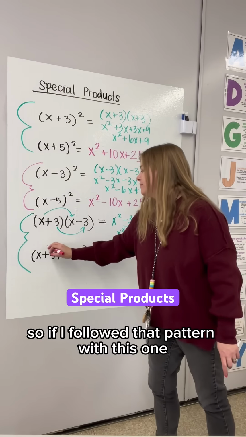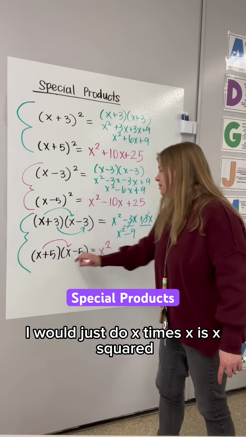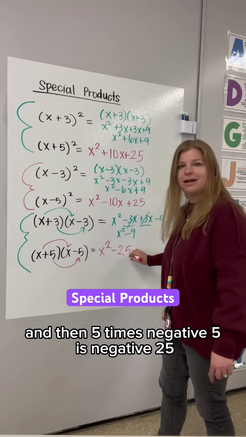So if I followed that pattern with this one, I would just do x times x is x squared, and then 5 times negative 5 is negative 25. That's it. Good job.